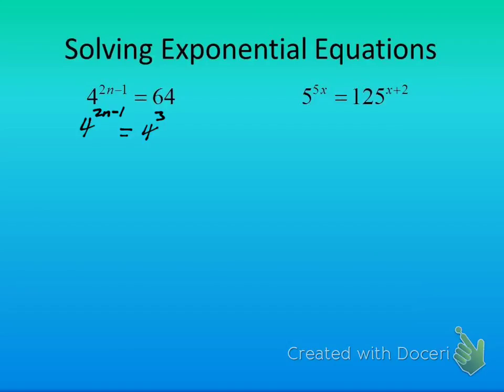So you got 4 to the 2n minus 1 equals 4 to the third. Add 1. Divide by 2. Maybe I should add 1 to the 3 there. n equals 2.